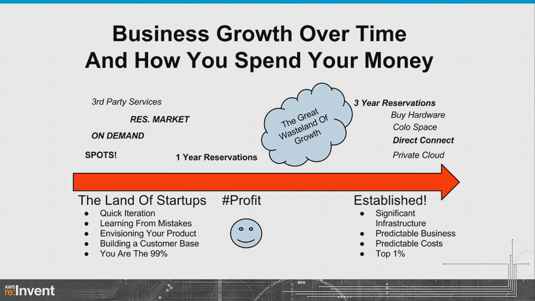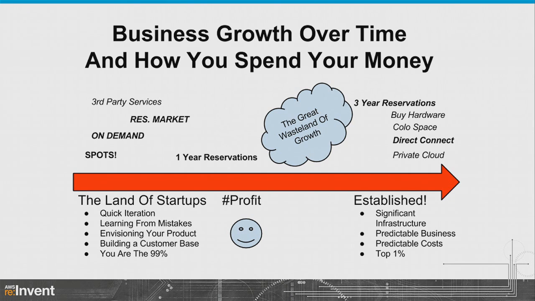So I drew this little picture because this is how I actually see things in my head. We talked about, in the middle, you're in this land of profit and everybody's happy and everything's working really well. So on the left-hand side, you're in that land of startups, right? You're quickly iterating on your products, you're learning from your mistakes, you're envisioning your product on a constant basis, you're building a gigantic customer base. For startups, and for engineering organizations in general, this is basically 99% of us, right? Most of us are always in this stage. Even when you're in that 50, 40-person team, you're still basically a startup.